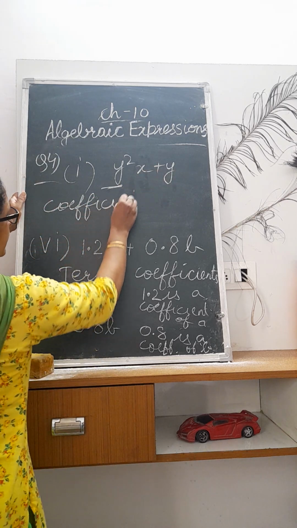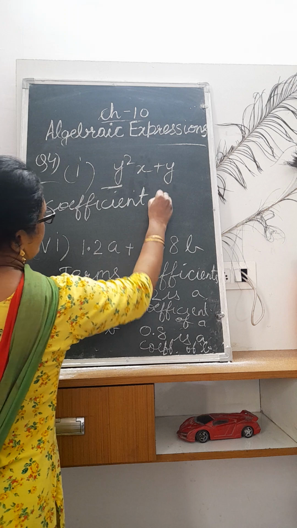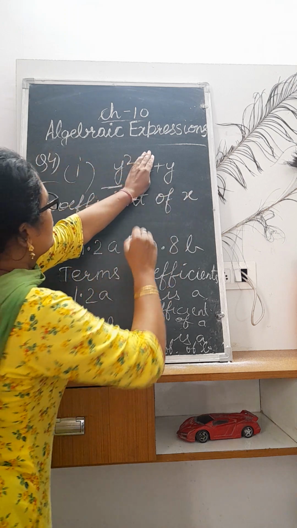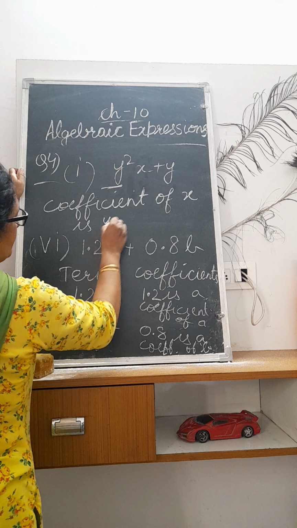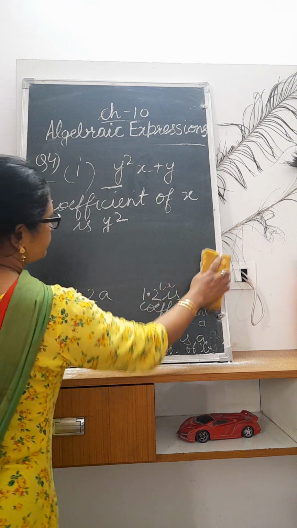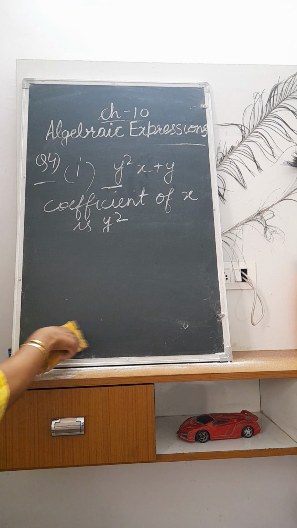So the coefficient of x is y square. Coefficient of x is y square. Now next part.